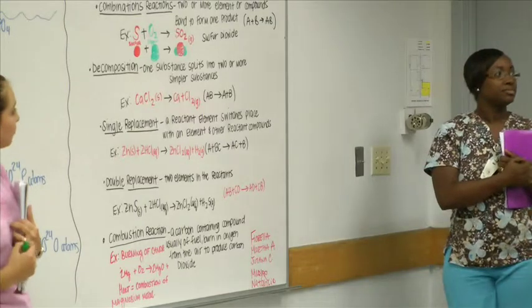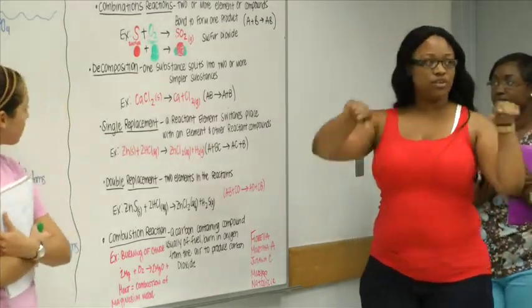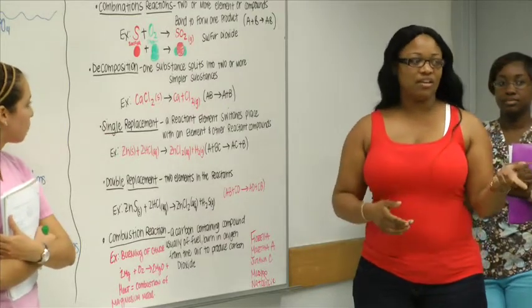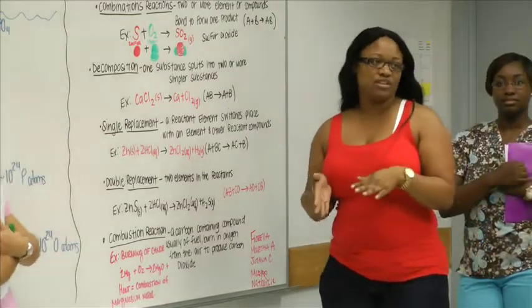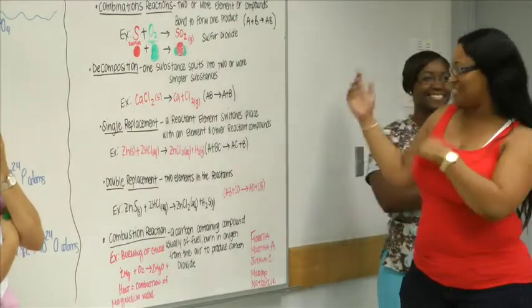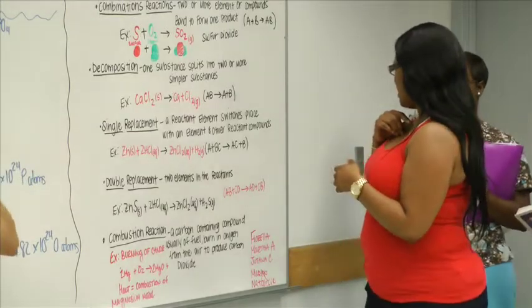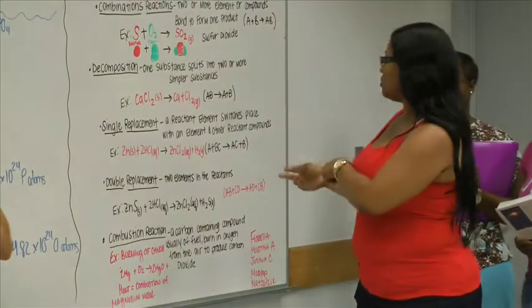The single replacement is basically where you have one group and it switches with another group. Kind of like a boy is with this girl, he dumps her and gets with this girl. And that's the single replacement. Good example, huh? Very nice. And then the double replacement.